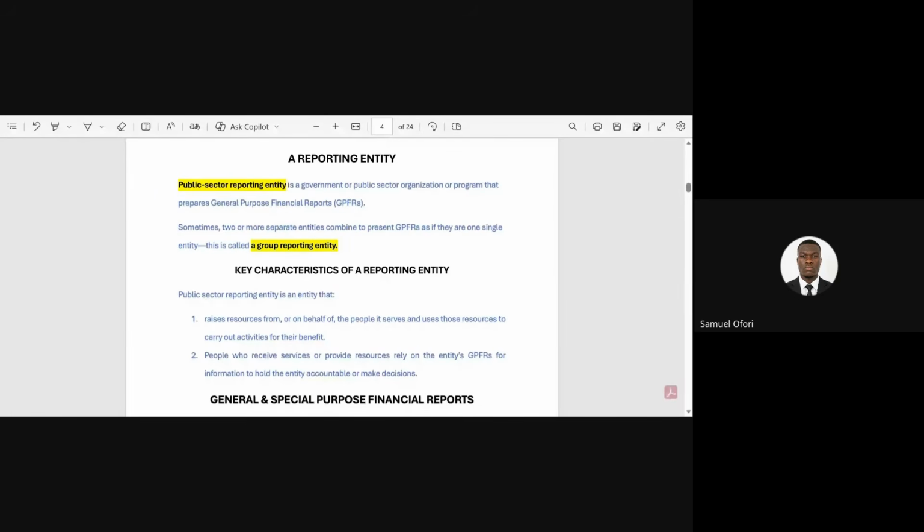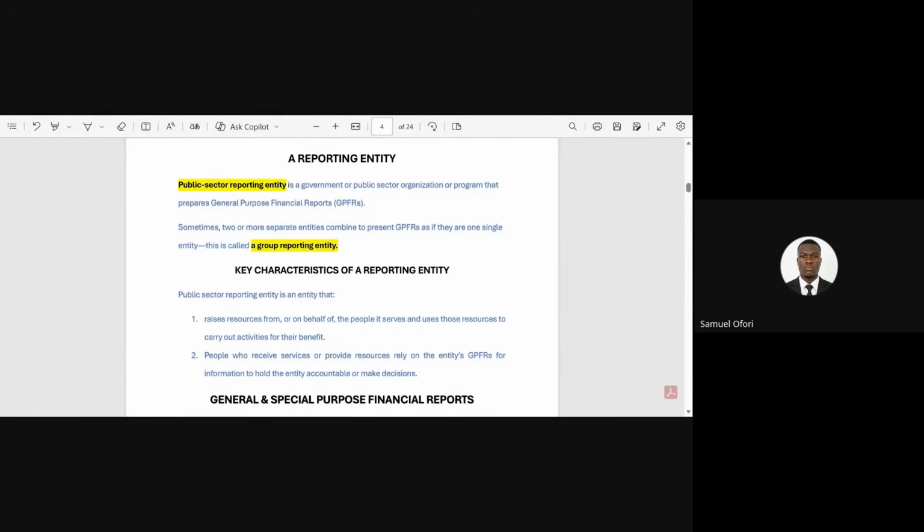Yes, please. I want you to mention one key characteristic of a reporting entity for me. Okay, so the report to the people. Benjamin, I have the slide on the board. Faustina: They raise resources to perform activities on behalf of the people. Yes, so they raise the resources from the people, and they carry out activities on our behalf for our benefit.